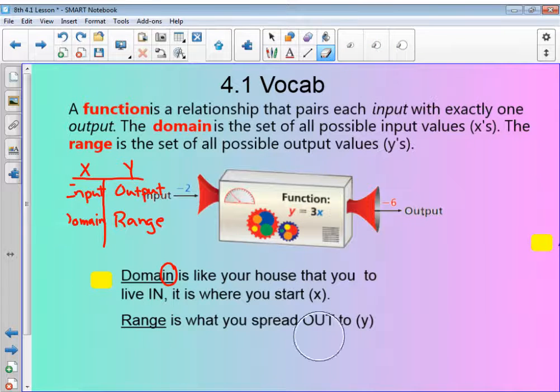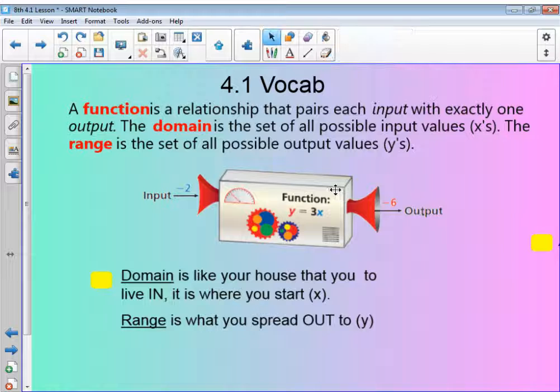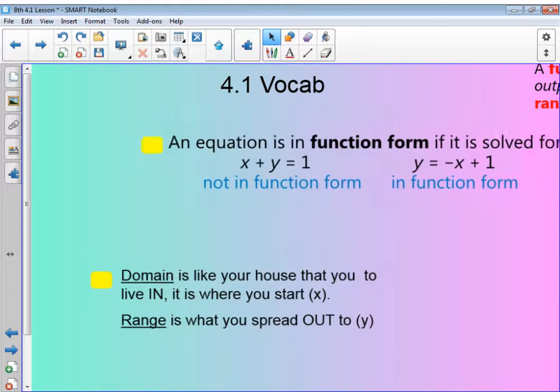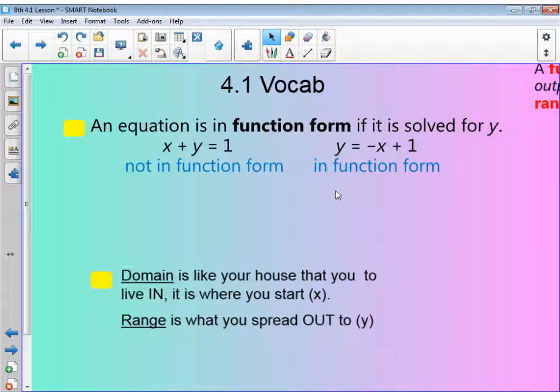Okay. One other thing that I want to make sure I go over is that you understand what a function equation is. So an equation is going to be in function form when it is solved for y, or when y is isolated. So for example, this first equation right here, x plus y equals 1, is not in function form because the y is not isolated by itself. It still has this plus x there.